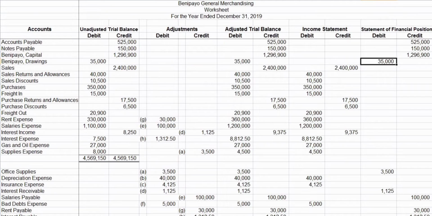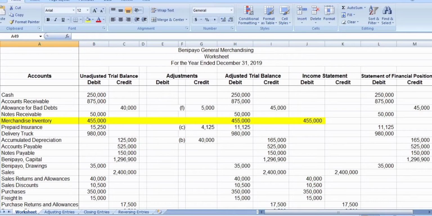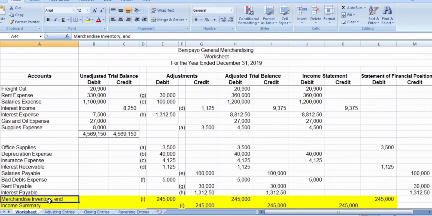That's why again, forward the amount of Benipayo drawings, which can be found under the debit column of the adjusted trial balance in the worksheet, to the statement of financial position, debit column, and not to the income statement. Another important thing is about this merchandise inventory. This merchandise inventory end and this income summary, which I all highlighted in yellow.